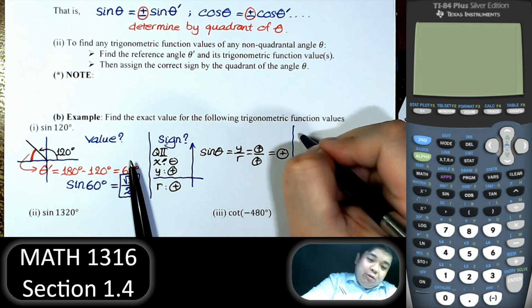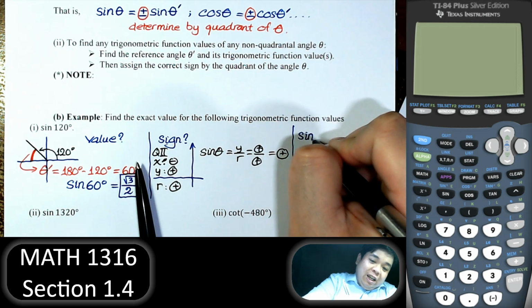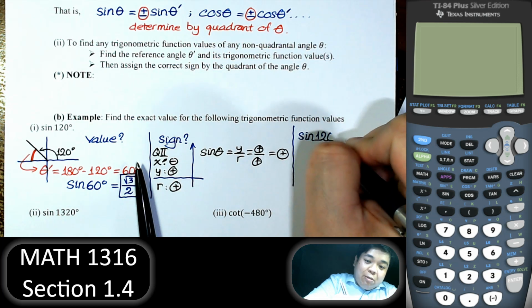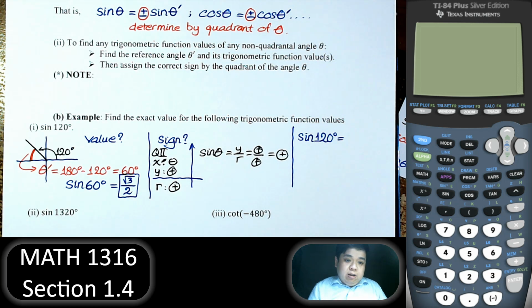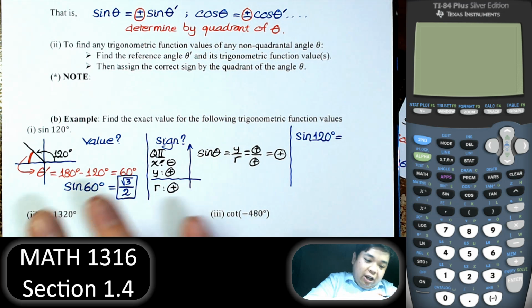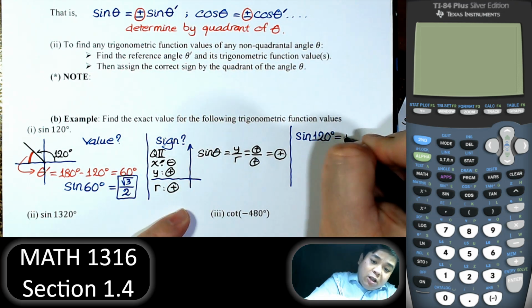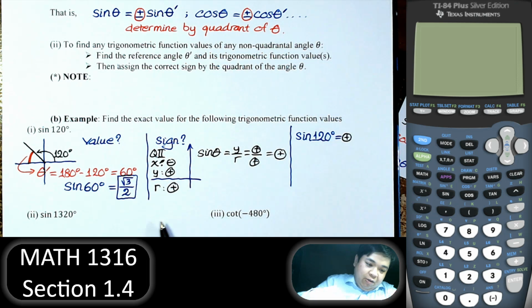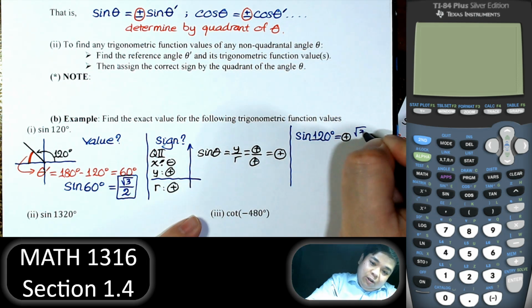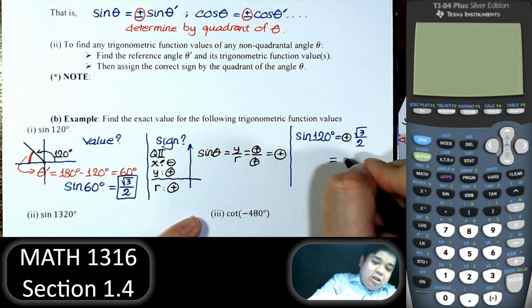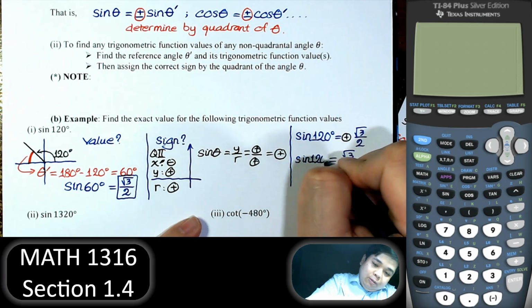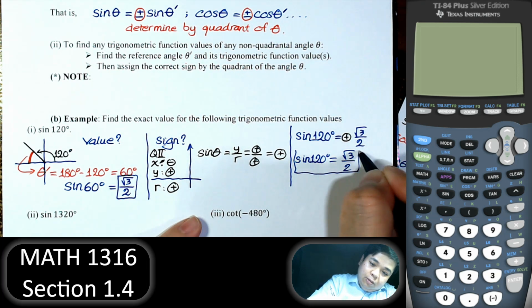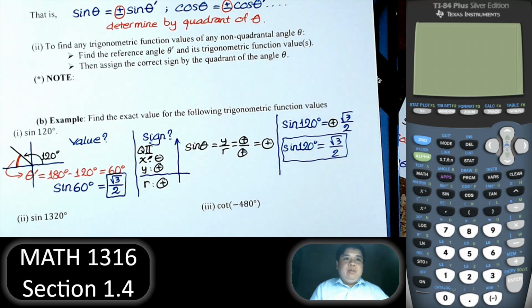Yeah, I say this a few times already. I use a lot more steps than we need to, but when you get used to it, you can do all of this mentally. But those are all the things that we have to account for. So the sign is positive, and the value is square root of 3 over 2. That's what we have. Simple enough.